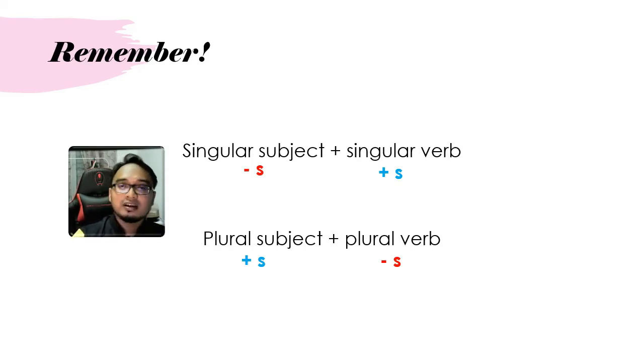Actually, there are 9 rules for subject-verb agreement. This is the first rule. There are 8 more rules to come. So try to grab this one first. Try to master it first, then we can move on to the next rule. Okay?